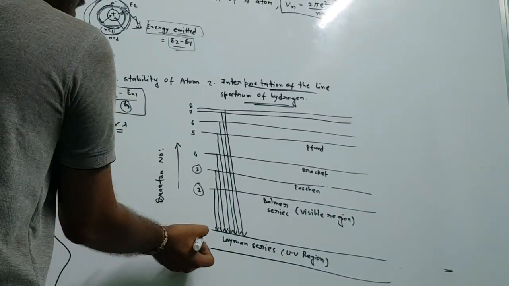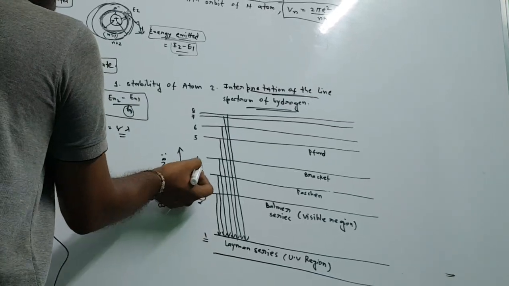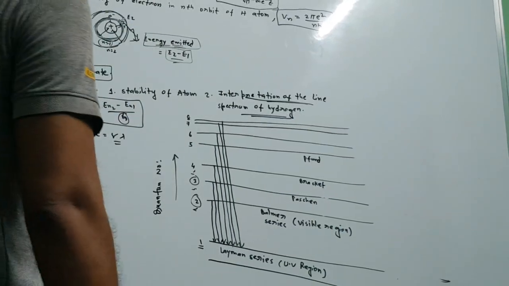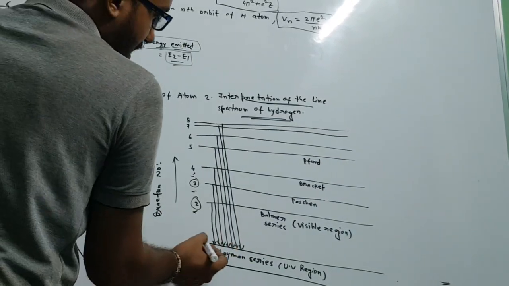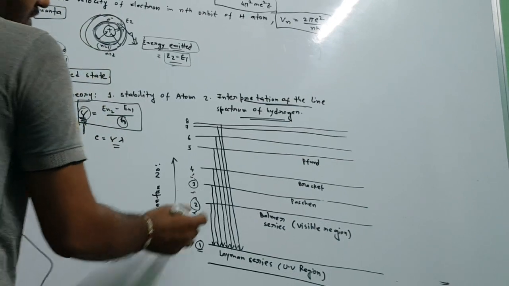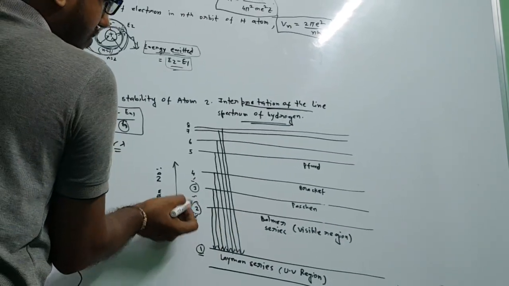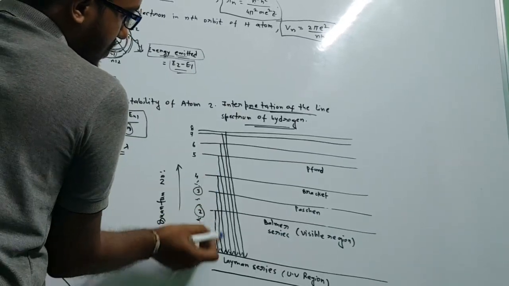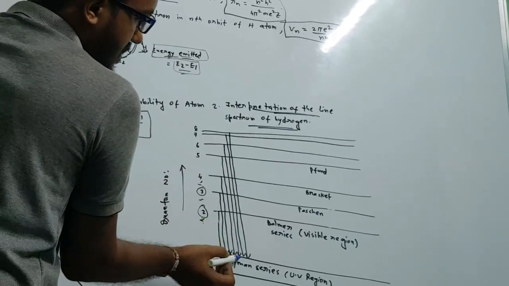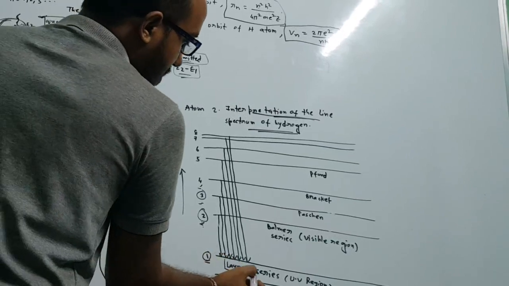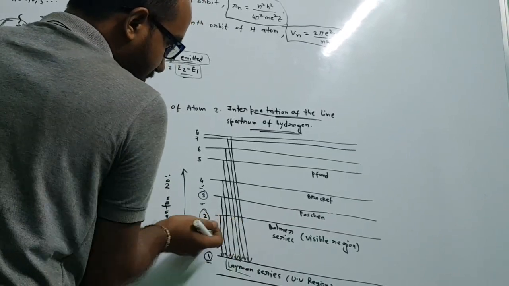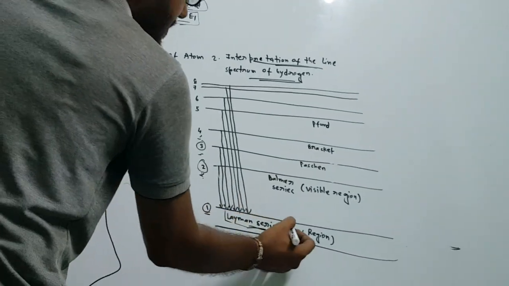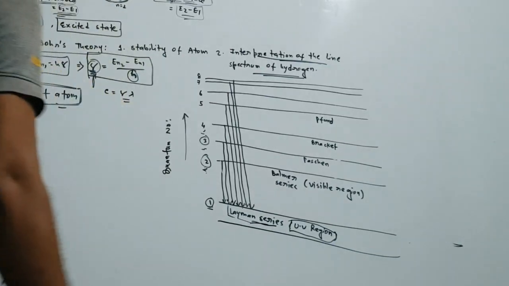Let us say this is the first orbit, second orbit, third orbit, fourth orbit, with the quantum number or orbit number. If the electron comes from 2, 3, 4, 5, 6, 7, 8 to 1, that is 2 to 1, 3 to 1, and so on, the series of spectral lines we get is known as the Lyman series, which lies in the ultraviolet region.